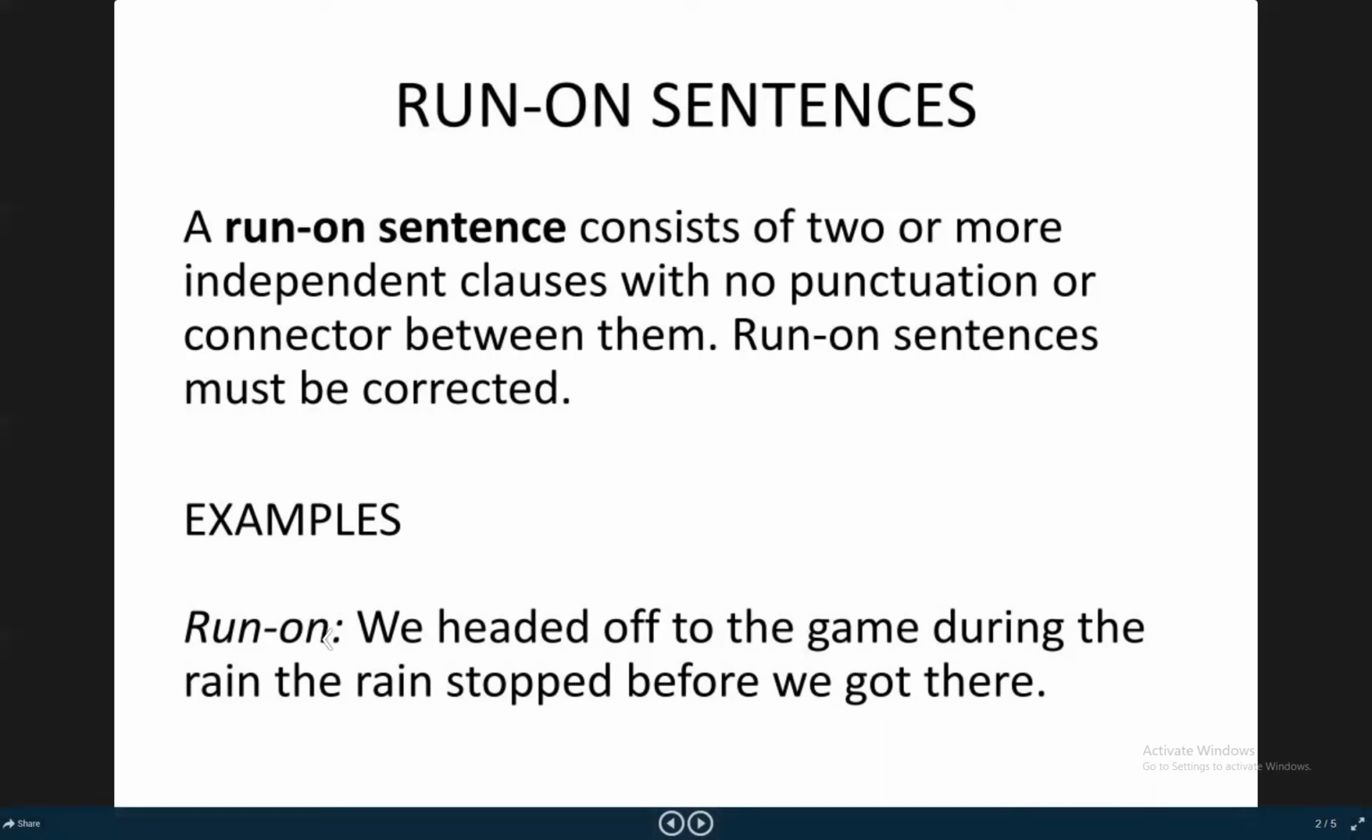Now let's have a look at the example. Example of a run-on sentence: We headed off to the game during the rain. The rain stopped before we got there. So you must feel that there's something missing here, something's not right here, and that's why we need to correct this sentence. Let's move on to the next slide.